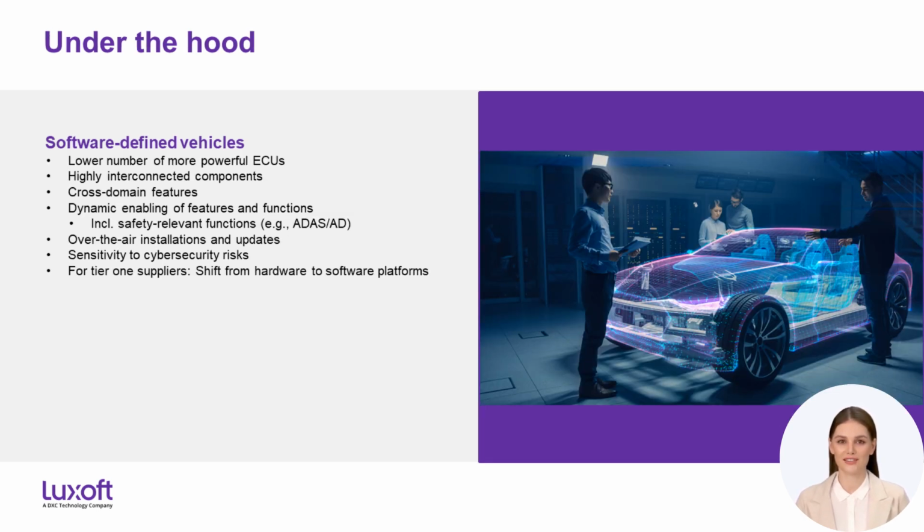Behind the scenes, these trends have profound implications on the technical and organizational level. Compared to traditional vehicles, software-defined ones are typically implemented with a smaller number, but more powerful electronic control units, or ECUs for short. Their components are highly interconnected, and these interconnections cross the boundaries of individual vehicle domains, and therefore the ECUs that host them. The implemented functions need to be enabled and disabled dynamically, and that may also include safety-relevant functions, like those related to the driving assistance or automated driving. New functions, as well as updates for the already installed ones, need to be delivered over the air.